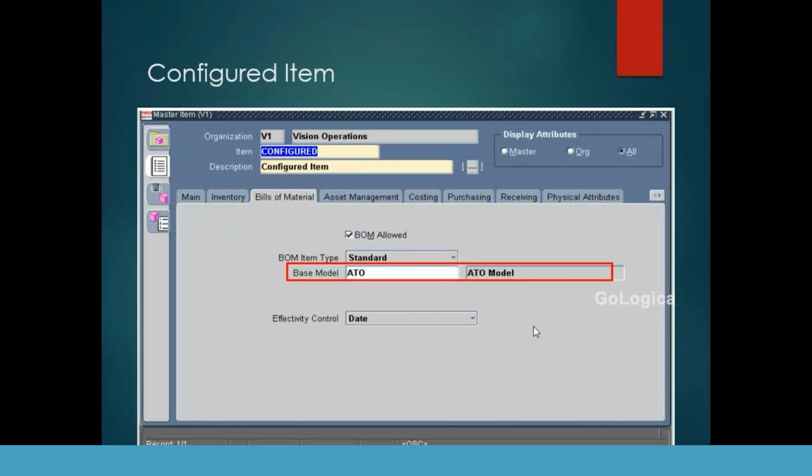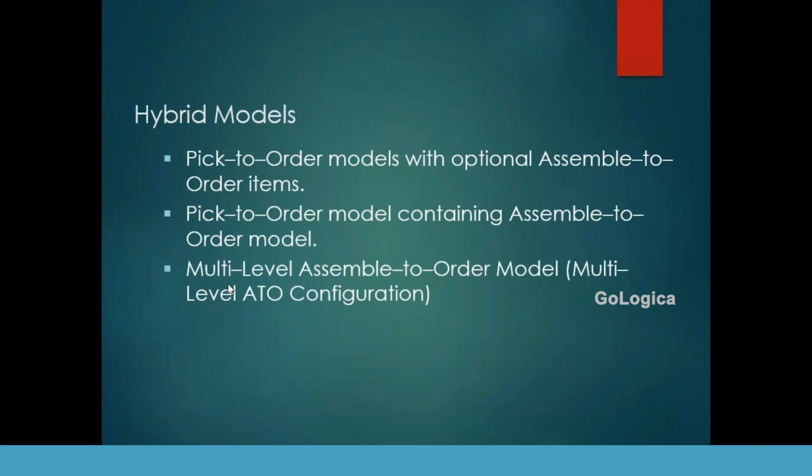So what I was saying is that in the MTL system items table, you will come to know what item it is, whether it's a model, whether it's an option class, whether it's an item, a standard item. See, in the front end, you will set it in the main page. Okay, let me show that.